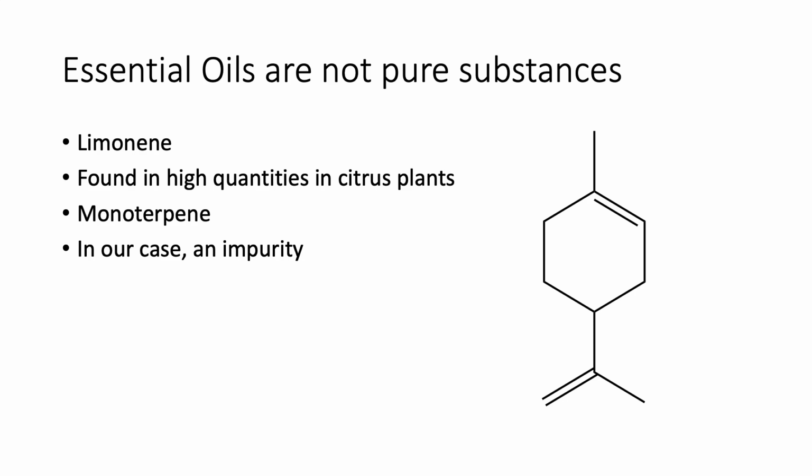So the major impurity that you are going to see in both of these essential oils is called limonene, and that is the structure of limonene. It is also chiral. So it has a chiral center down here at the bottom.